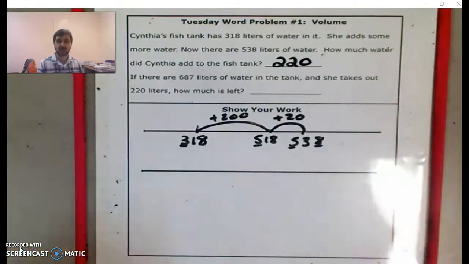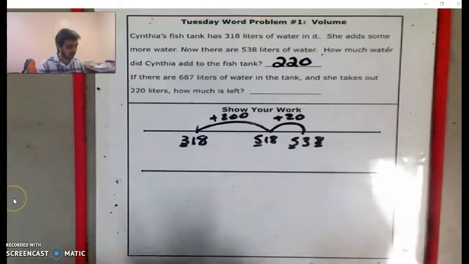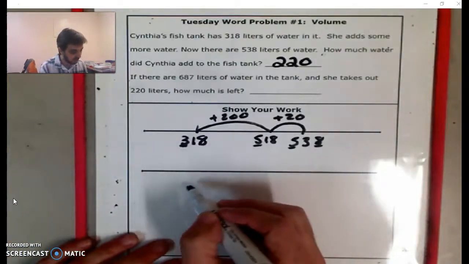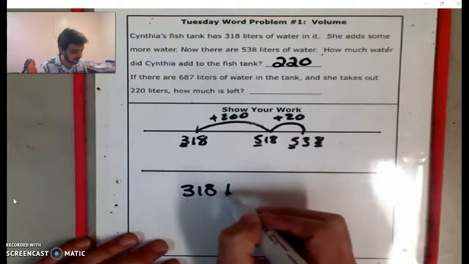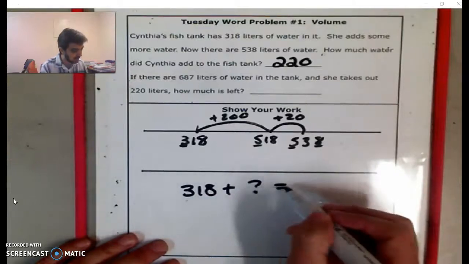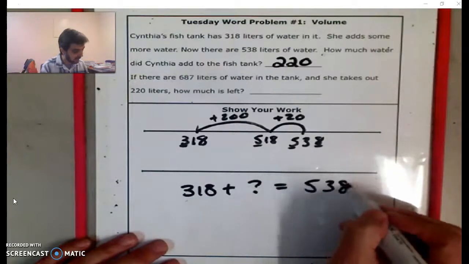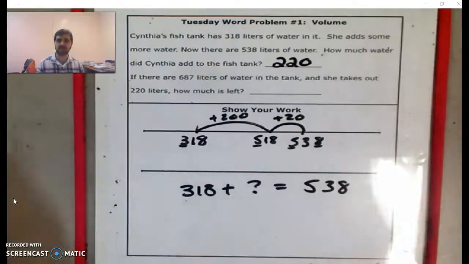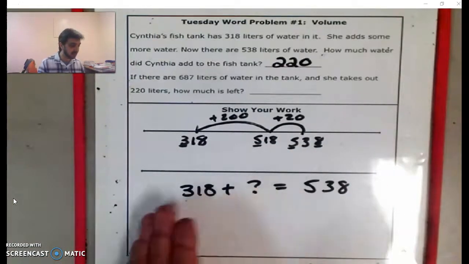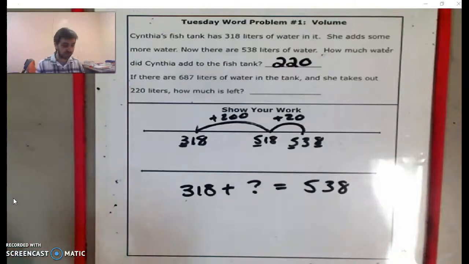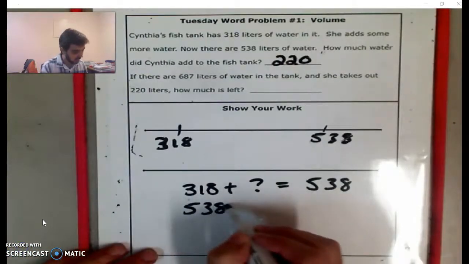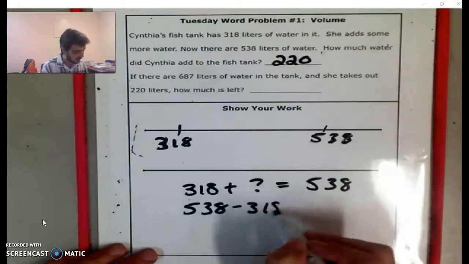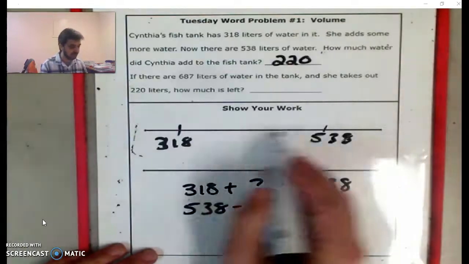All right, the next question says, in terms of an equation, you really just had 318 plus something equals 538. And that's a way that you could solve it. Okay? You could also think of it as subtraction. If you think of it as subtraction, here's what it might look like. So you could have 538 minus 318. So that means you're finding the difference between these two.